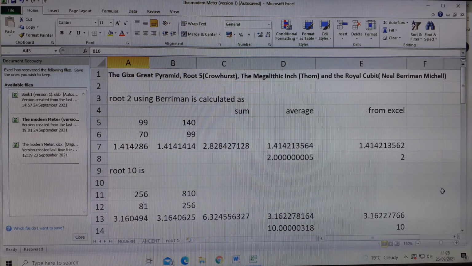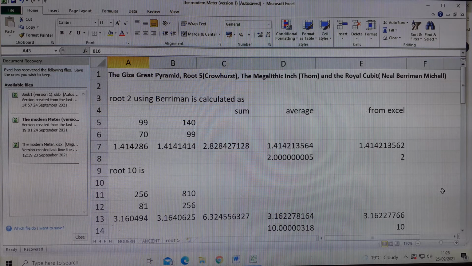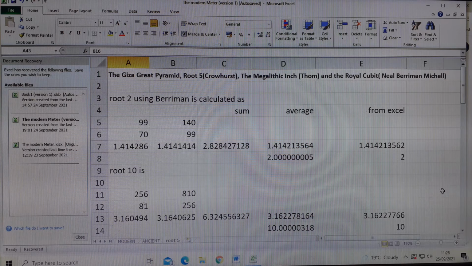Good morning, it's the 25th of the 9th, 2021, and today we're looking at the Giza Great Pyramid and the calculation of root 5 by Crowhurst at Karnak, Thom's megalithic inch of 0.816 imperial inches, and the various royal cubits that have been derived by Neal, Algernon Berriman and Michell.